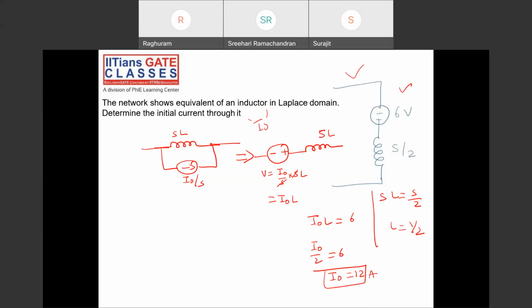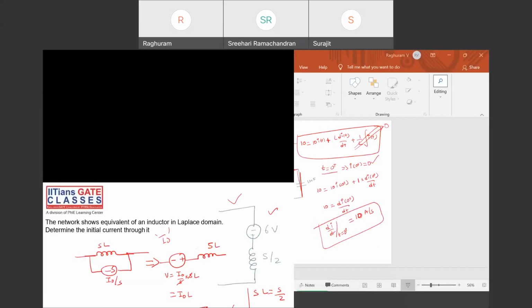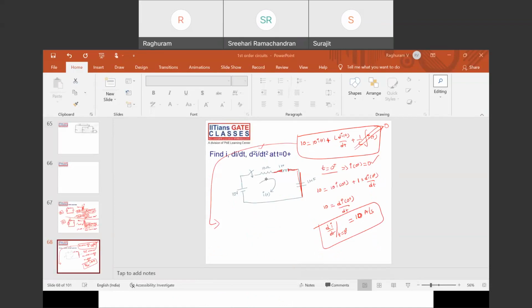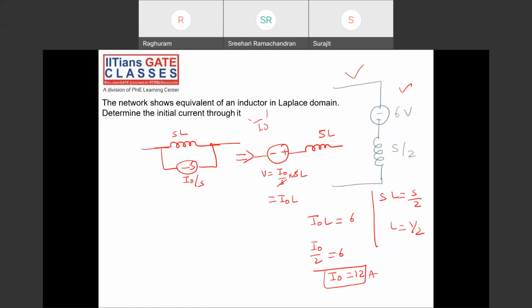So here, if we do the circuit directly, like a 6 volt in series with S by 2, the current is V by S by 2, I mean 6 by S by 2, which is 12 by S. 12 by S, if we take the inverse, it will be 12, right, sir? I didn't understand. How can you find a current through this? Because the network shows an equivalent of an inductor in Laplace domain. Determine the initial current through it. Understood the question? You need to find I naught.